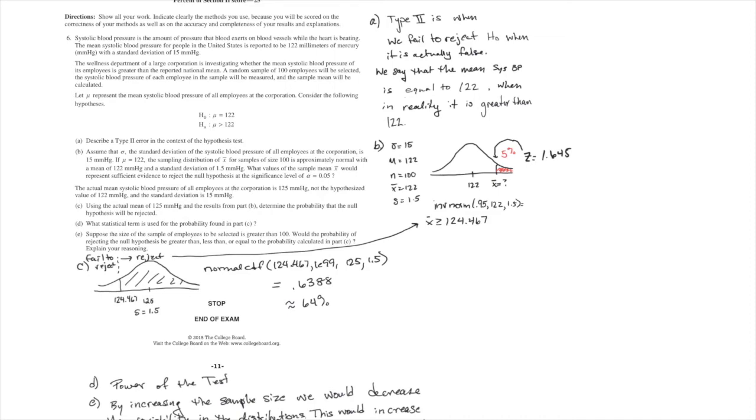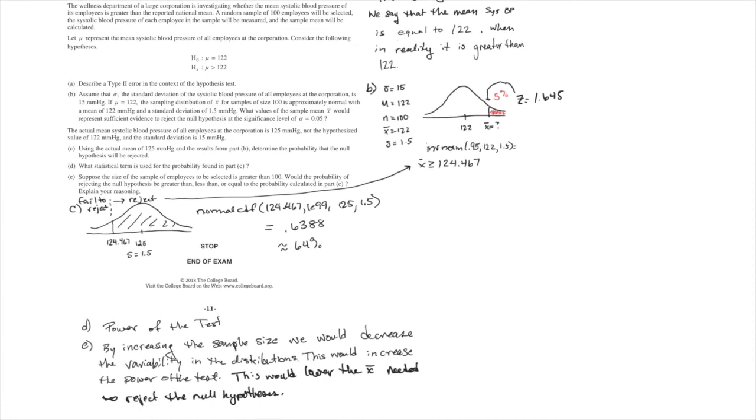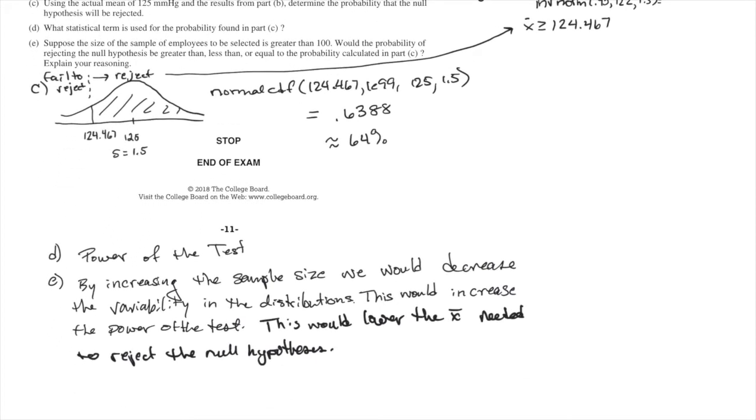I needed to have the correct calculations down and get the right number to get full credit for part C. Part D, this was the easiest question on the whole question. Here it asks me the area that we just found, right? This is really, if this is type 2 error, then this other side is power, right? So this is the power of the test.